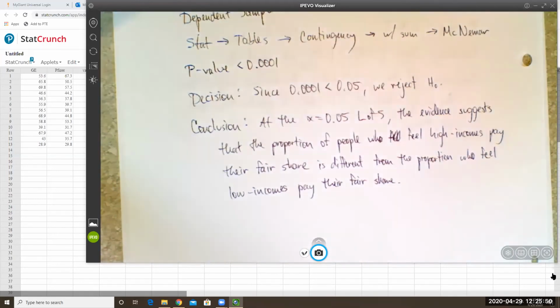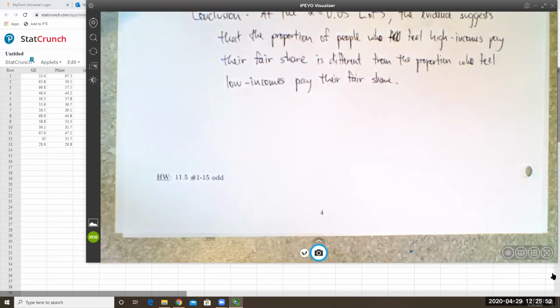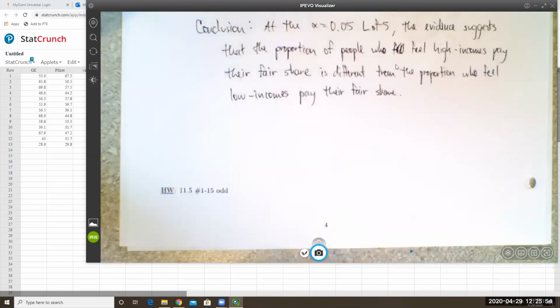But anyway, that's that. You have a relatively short homework assignment for this section, but it'll be good mixed practice, so don't skip it for sure. All right, that does it.